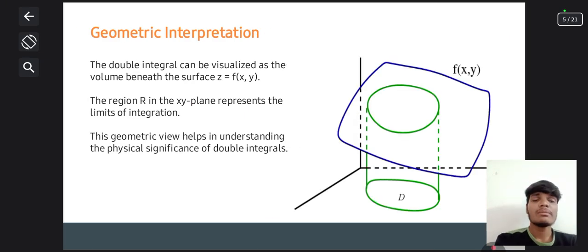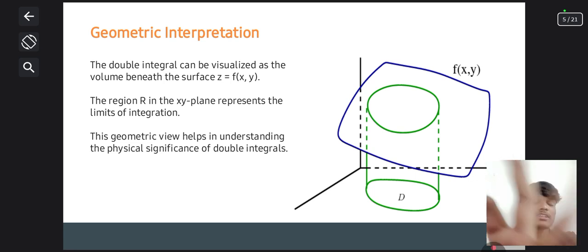Next, geometric interpretation, as visualized on the screen. The double integral can be visualized as the volume beneath the surface z equals f of x comma y. It is the formula for the volume beneath the surface z. The region R in the xy plane represents the limits of integration. The geometric view helps in understanding the physical significance of double integrals. This graph shows that the area with the blue mark is called the integrating area, which is denoted by f of x.